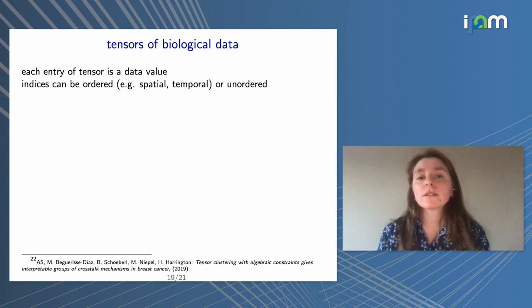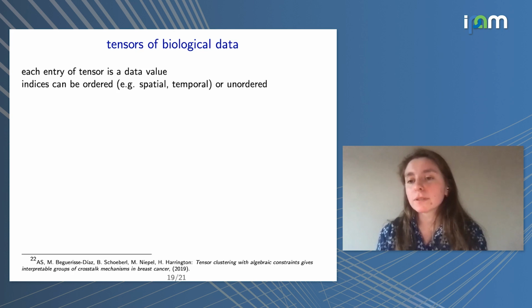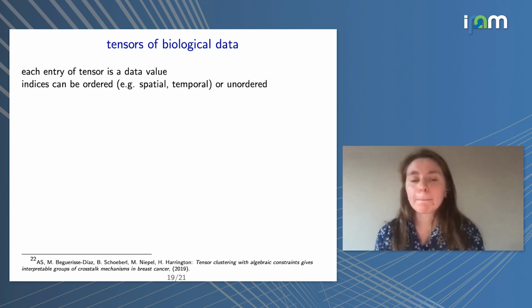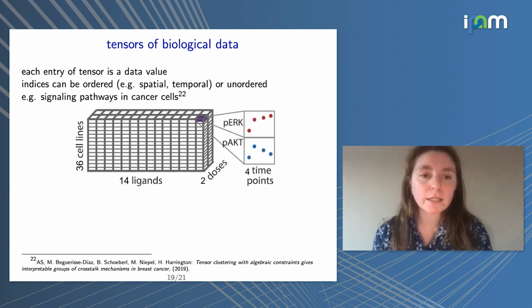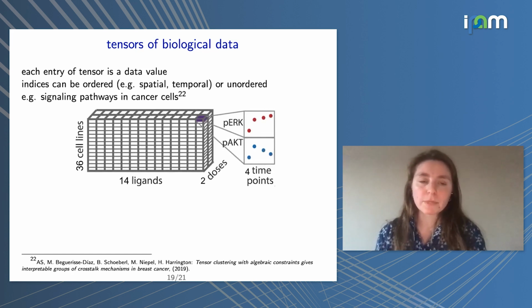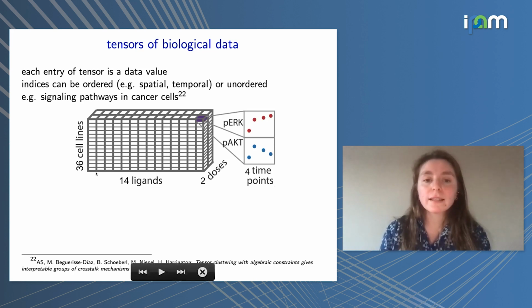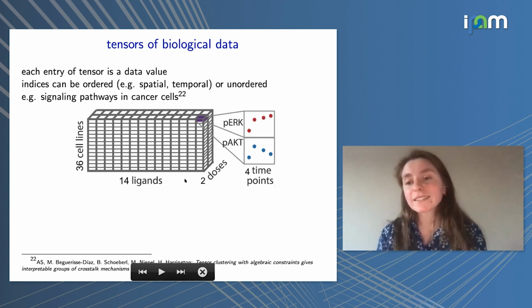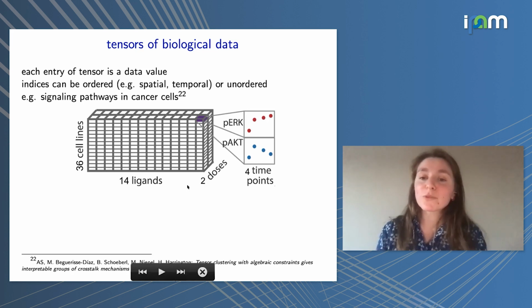And they might be ordered, for example, spatial or temporal coordinates, or they could be unordered. Okay, so here's the example that I showed before, which comes from the setting of looking at signaling pathways for different cancer cells. So here's the data. You have some cell lines. You expose them to 14 different ligands at one of two doses.